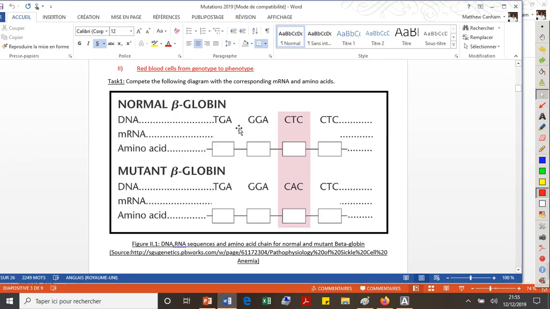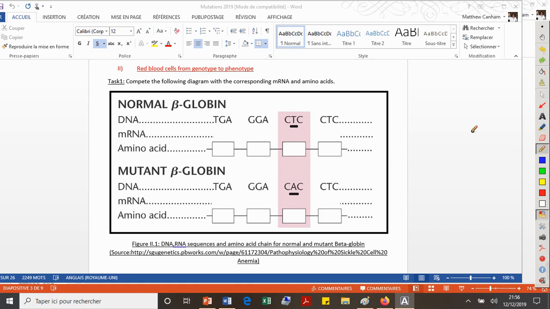So we have TGA, GGA, CTC, CTC. This is for a normal beta globin. And if we look at a mutant beta globin, we've got TGA, GGA, CAC, CTC. And we can see that here there's a difference. The difference is that we have a thymine here and an adenine there. This is called a mutation. Thymine has been replaced by adenine in the mutant beta globin.